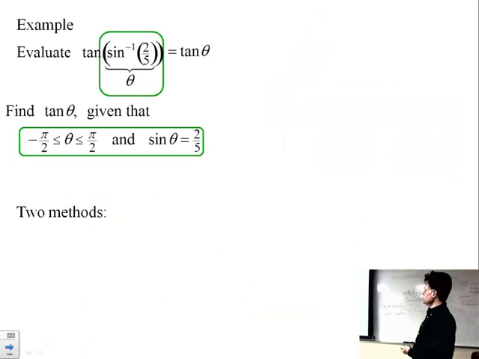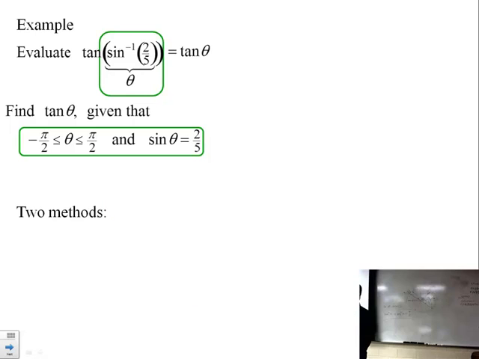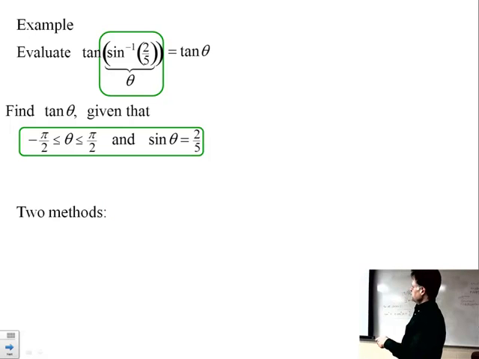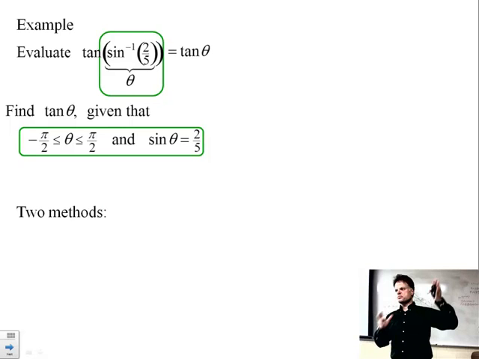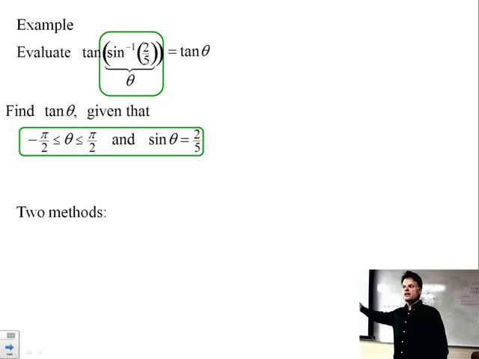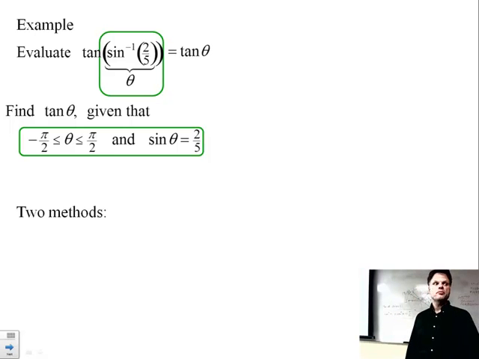All right, let's do an example where now we're going to combine these in two different ways. This is different from before. Before, we took an angle, applied a trig function, and then applied an inverse trig function to it. Here, we're going to take a value, apply an inverse trig function first, and then apply a trig function afterwards, possibly a different one.